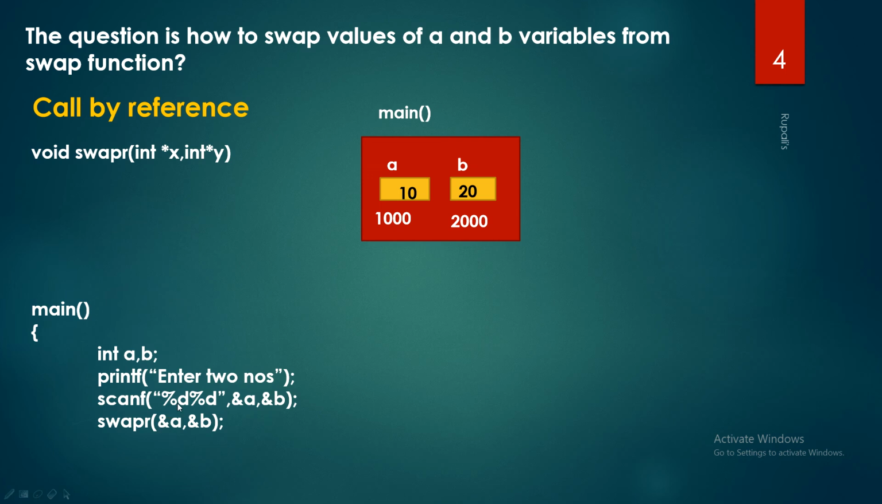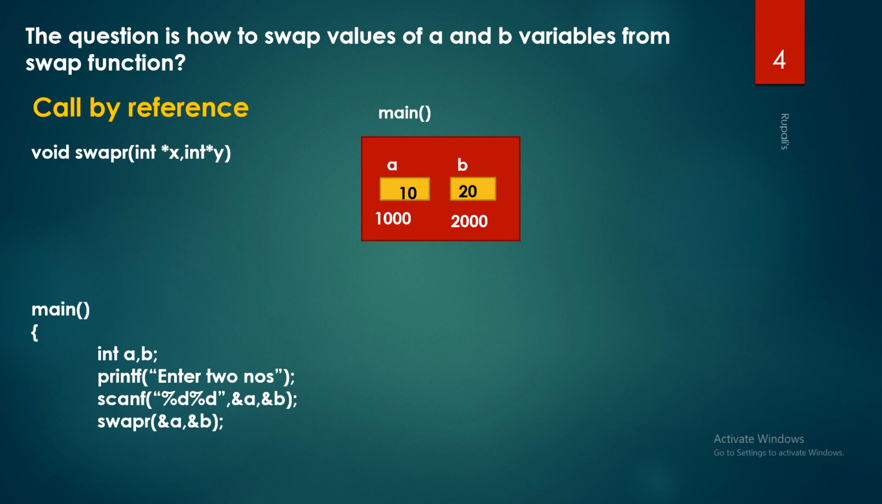Now we are passing what? Not a normal variable, we are passing a pointer variable, the address. So here you have to write how you can declare. You have to declare one pointer variable so that that variable can catch the address. How can you declare a pointer variable? You declare it in this way: int star x, int star y.